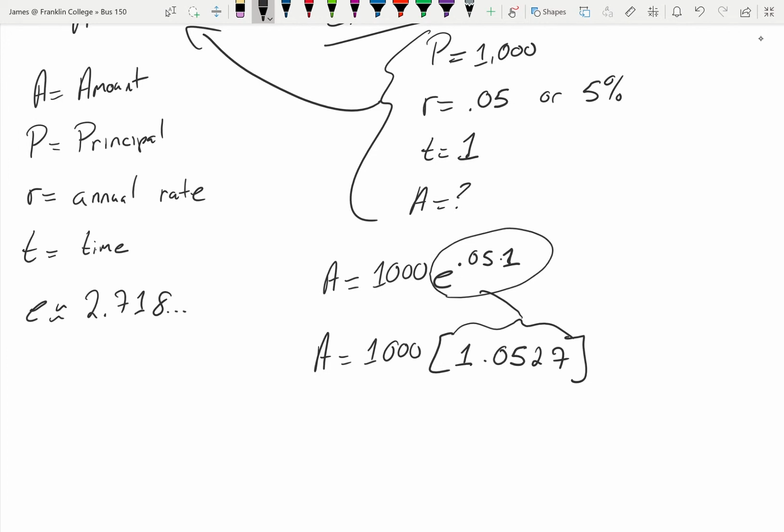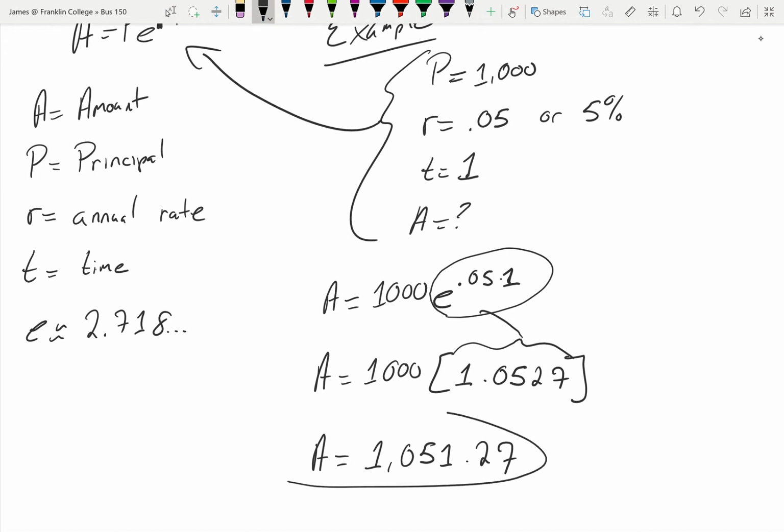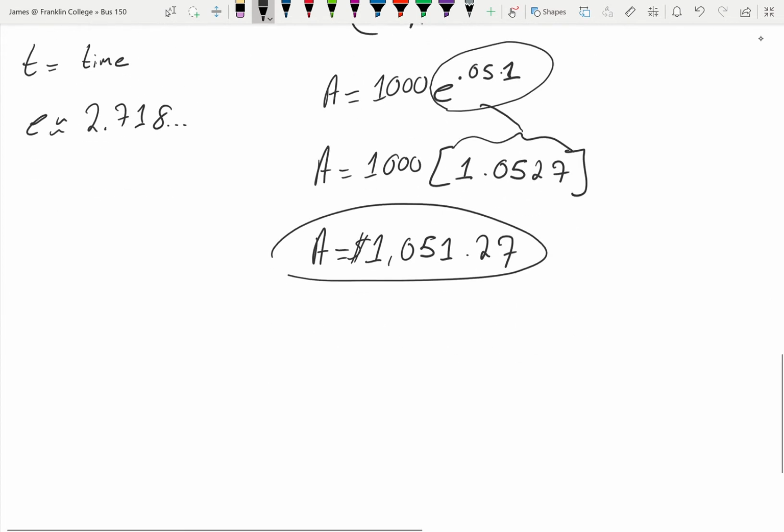Alright, now that we know that we have 1,000 times 1.0527, well, A will equal $1,051.27. Alright, so that would be how much money is in our account at the end of 1 year, given that we invested $1,000 to begin with. We had an interest rate of 5%. We invested it for 1 year.